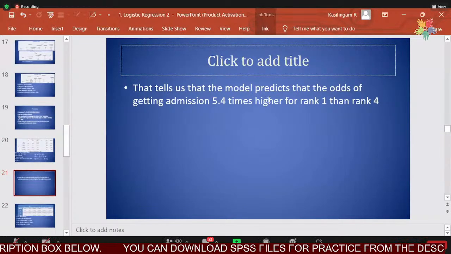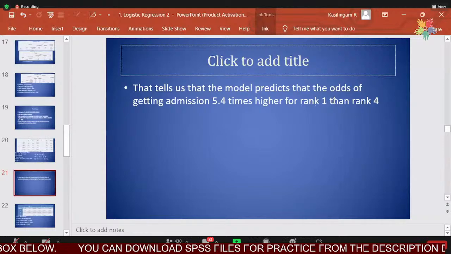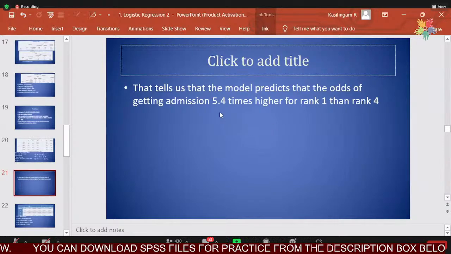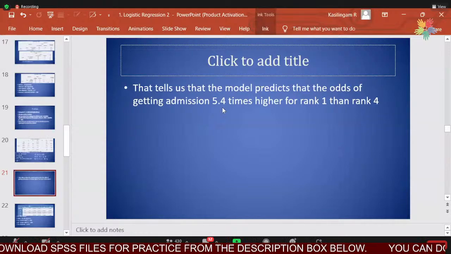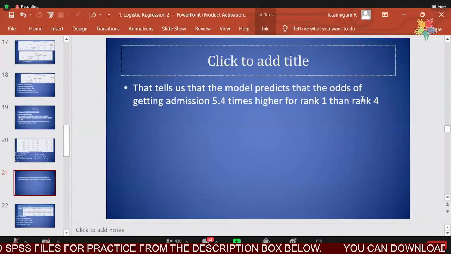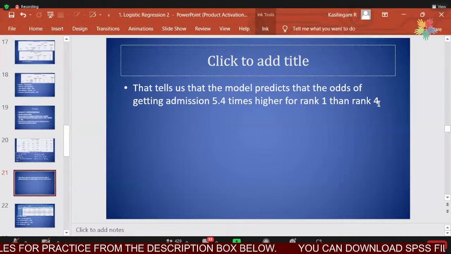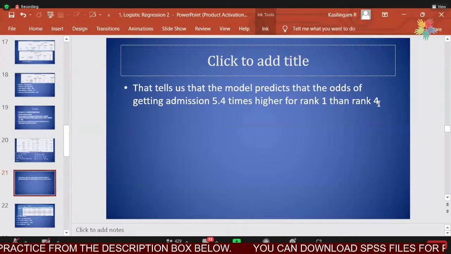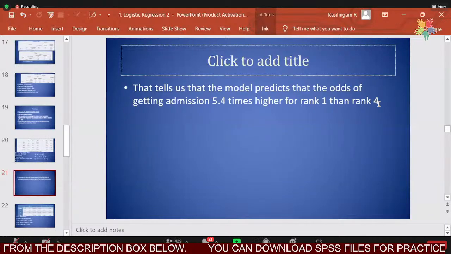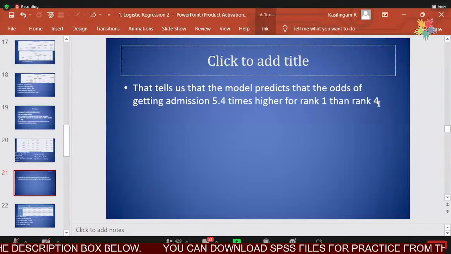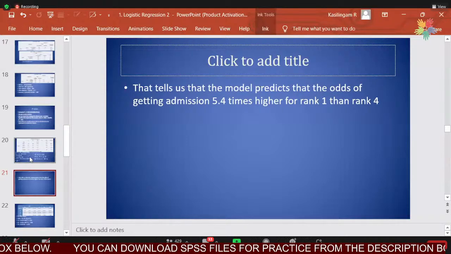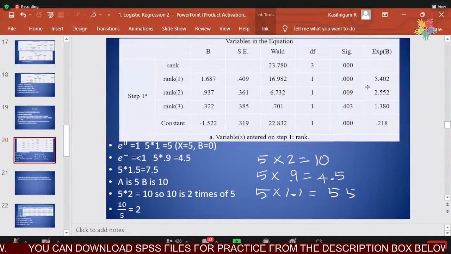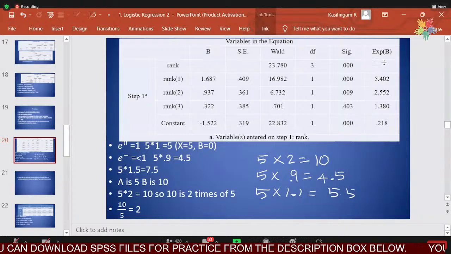So it tells that the odds of getting my dependent variable increase 5.4 times higher than rank 4, in comparison with rank 4. Clear? Yes, sir. So what we have to tell. By looking at this one, this is the interpretation. We have to interpret with this one.